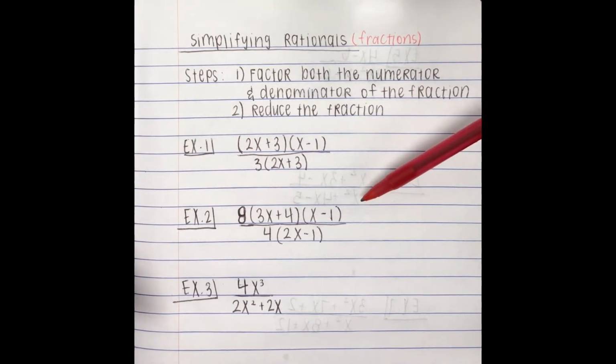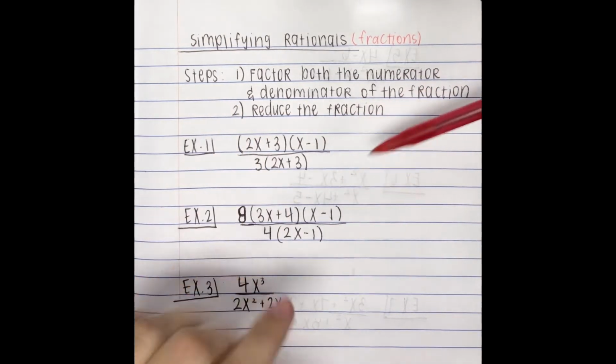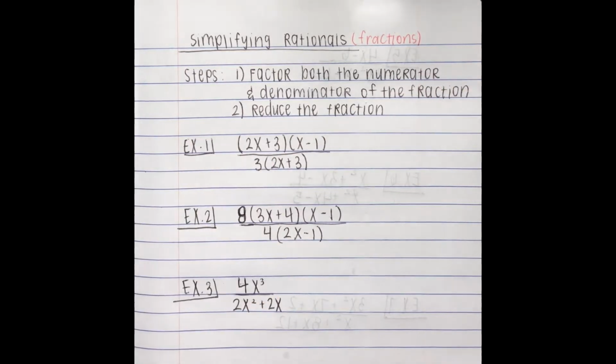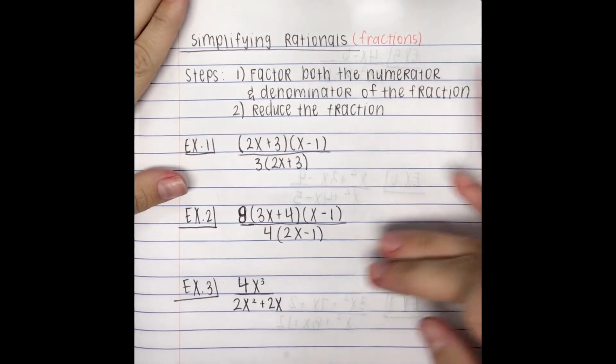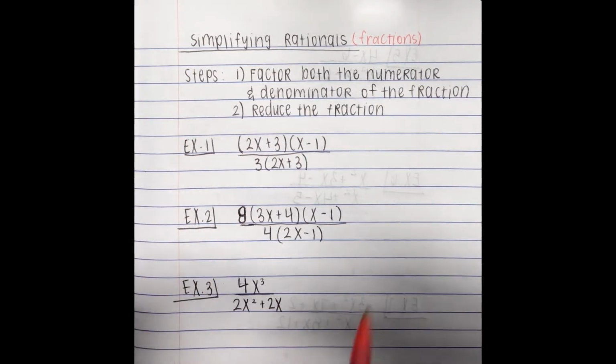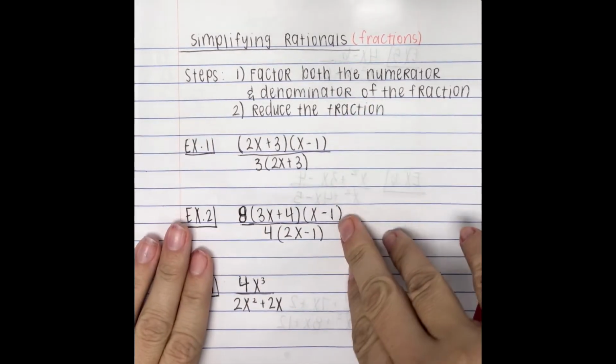So these first few examples have already been factored. So they're already in factored format. We're going to look at the reducing the fraction part. In order to reduce fractions, when you have expressions, you need the same thing on the top and on the bottom, but being multiplied.